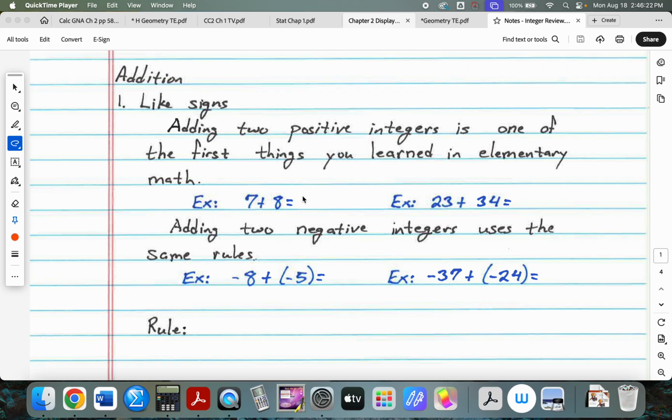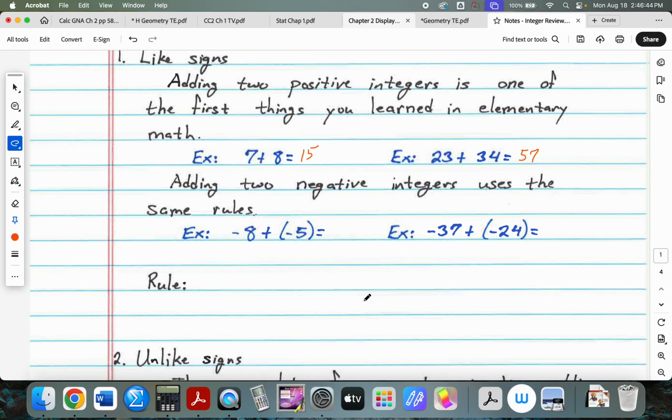7 plus 8 is what? Anyone? 15. And 23 and 34 added together is 57. And if you're adding two negatives together, you're going to get a bigger negative number. So we just add like we did before, but we have a negative answer. Negative 8 plus negative 5 is negative 13. And negative 37 plus negative 24 is negative 61.